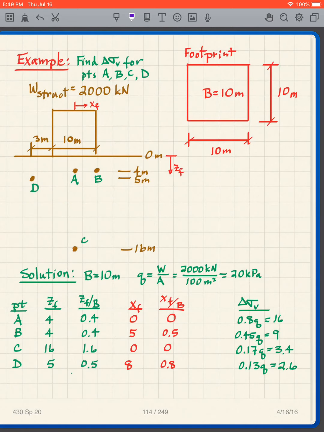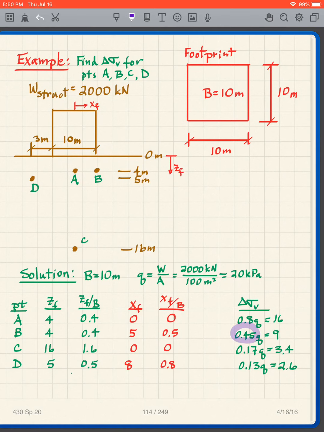So we go to our table for the final answer. Okay, 0.8 times Q for point A is what we read. So it's 0.8, the Q is 20 kilopascals, so we end up with 16. So point A feels 16 kilopascals. The surface stress is 20 kilopascals. So there's a little bit of a reduction because it's down in the ground. It's not right underneath.